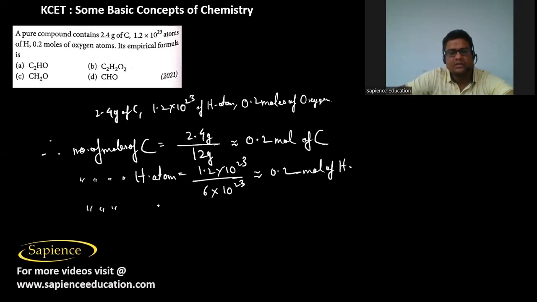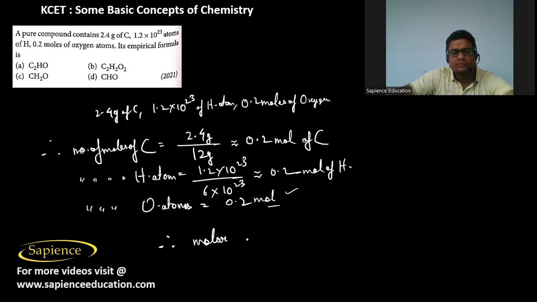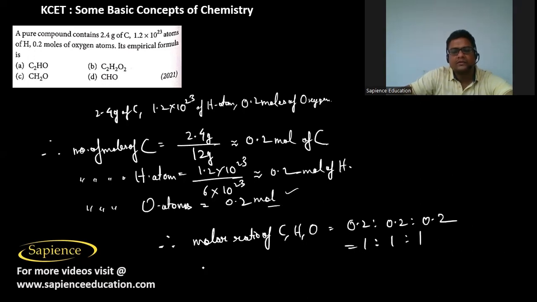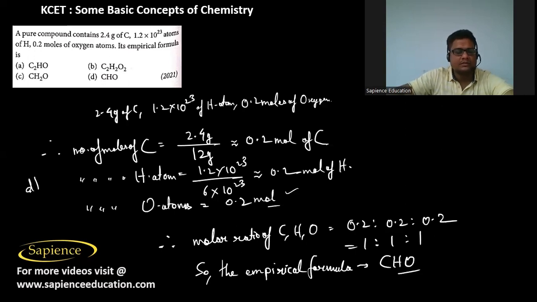Then the number of moles of oxygen atoms will be equal to 0.2 moles. Therefore, the molar ratio of carbon, hydrogen, and oxygen is equal to 0.2 is to 0.2 is to 0.2, or we can say 1 is to 1 is to 1. So I can say the empirical formula of that compound will be CHO. So option D is the correct answer.